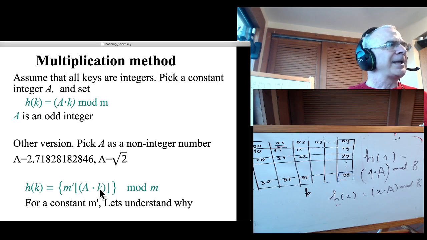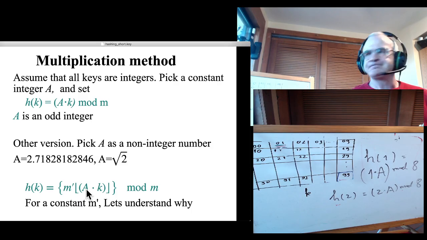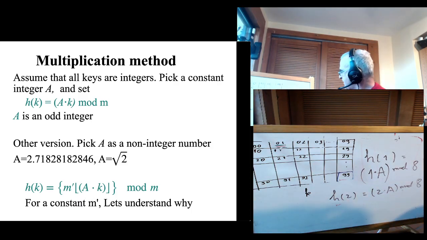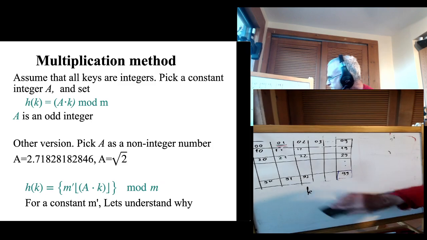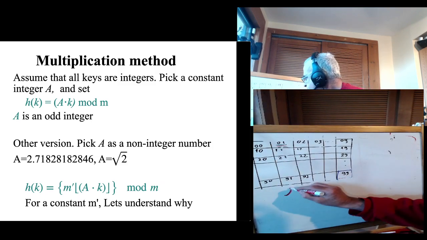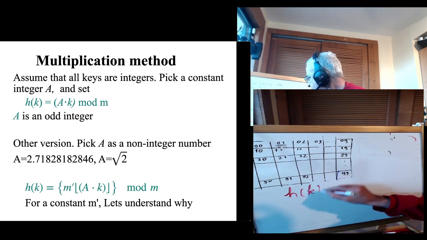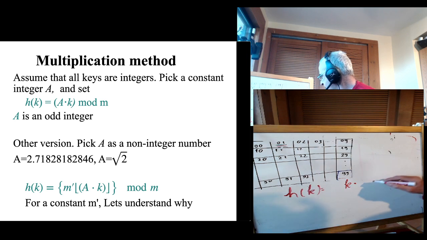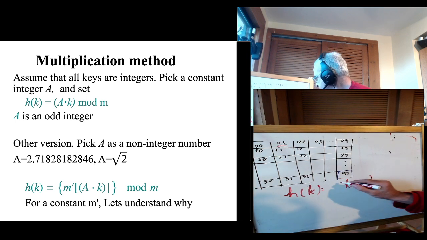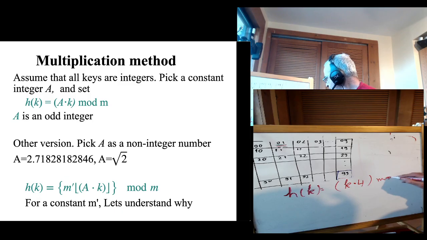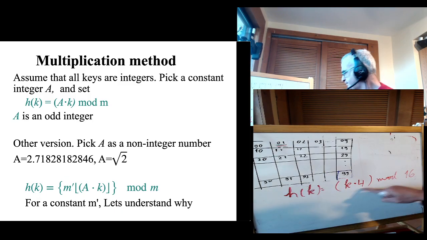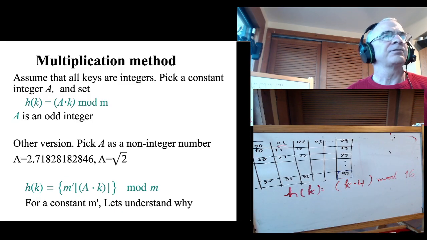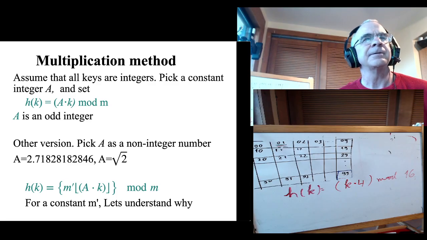What happens if I take A to be an even number? Let's think about a hash table that will be of size 16, and the hash function h of K to be K times 4, all of this modulo 16. Is this a good function, bad function? What do you think?